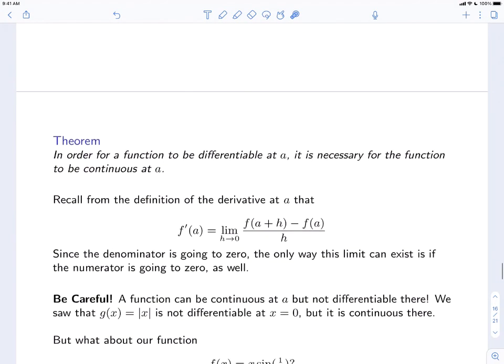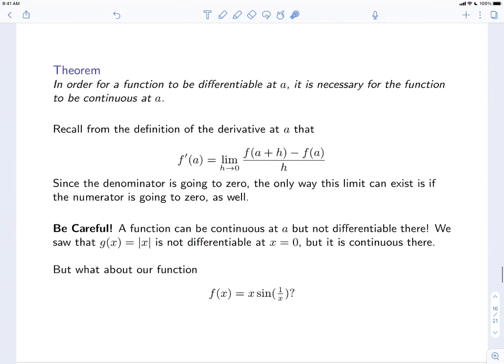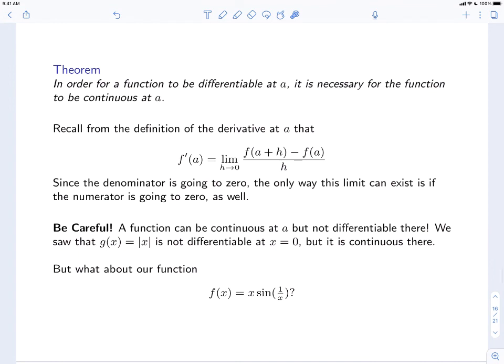In fact, it's not enough for a function to be defined, it has to actually be continuous. And there's a theorem to that effect. In order for a function to be differentiable at a, it is necessary for the function to be continuous at a. And we can see that from the definition. The definition of the derivative is in terms of a limit. So f prime of a is the limit as h goes to 0 of this difference quotient, f at a plus h minus f at a over h.